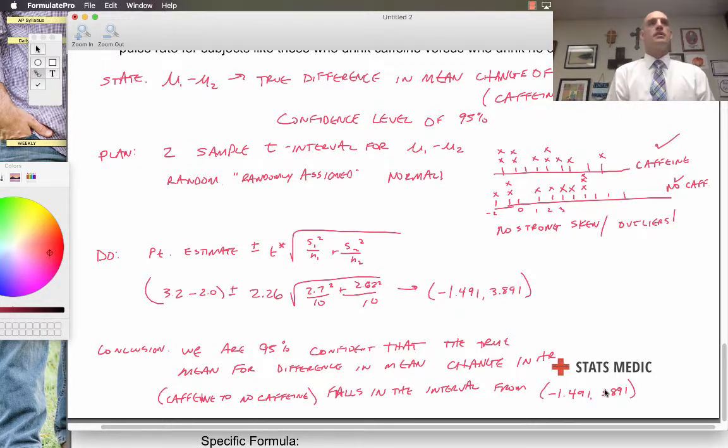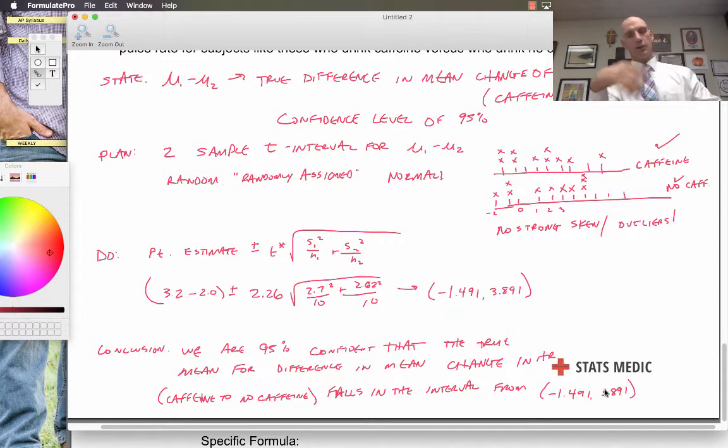So the true mean difference, and we talked about this a little bit when we were talking about 10.1, falls between -1.491 and 3.891. That's actually kind of a big spread, right? Sort of. But more importantly, it's negative to positive. So in there is 0. So it could be the case that it's 0.